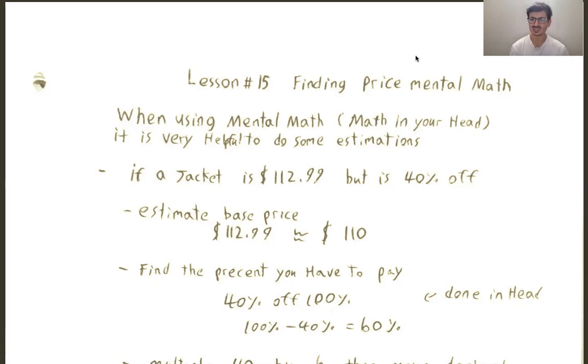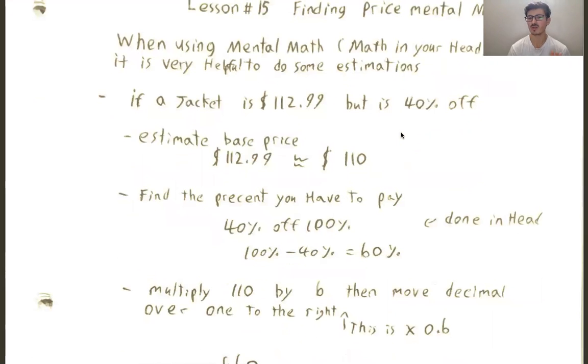We can just round that price down a little bit. We just say that's going to be around $110. And if I'm getting 40% off, instead of figuring out how much 40% is and then doing the subtraction, we can do the subtraction first, which might be easier to do in our head because it's just 100 take away 40. So it leaves us with 60%.